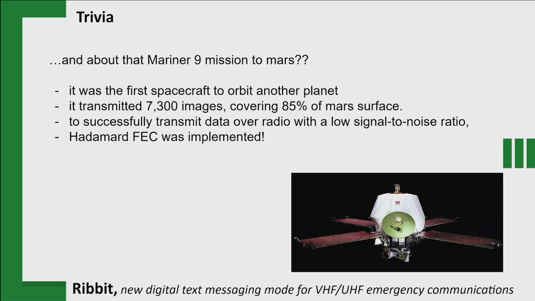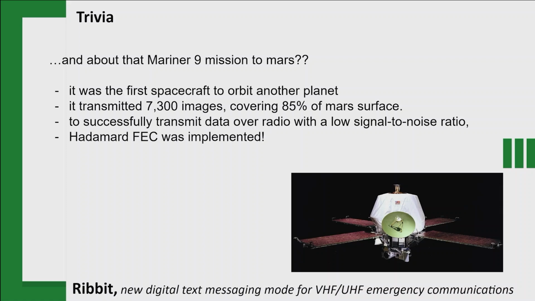Mariner 9's mission to Mars was the first spacecraft to orbit another planet, and that was Mars. It transmitted over 7,000 images, covering 85% of the Mars surface. By the way, the Russians were heading to Mars, and we beat them by a week or two. We were able to launch the rocket from the launch pad in advance. Mars and Earth were aligning, and we beat them to Mars.